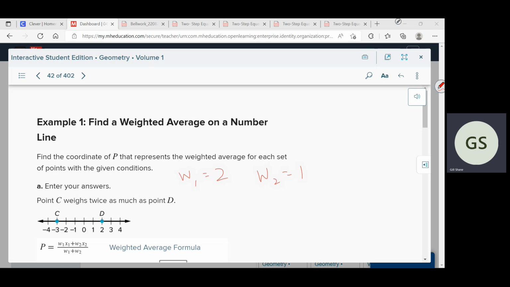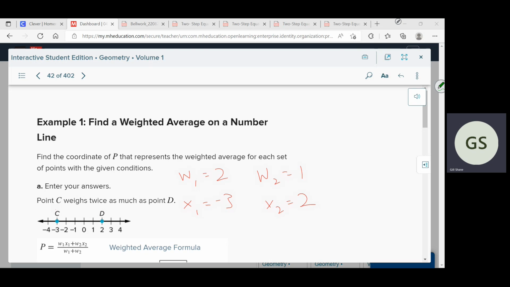So I need to make sure I match up the correct weight with the correct X value. Well, if C is the one that weighs twice as much, then that means the X value of 1 is the -3, because that's C. C is twice as much. Well, the X value at C is -3. So you just need to make sure those 2 match up. Again, the weight for D was 1. Well, what's the X value for D? Well, it's 2. So X2 is the 2.